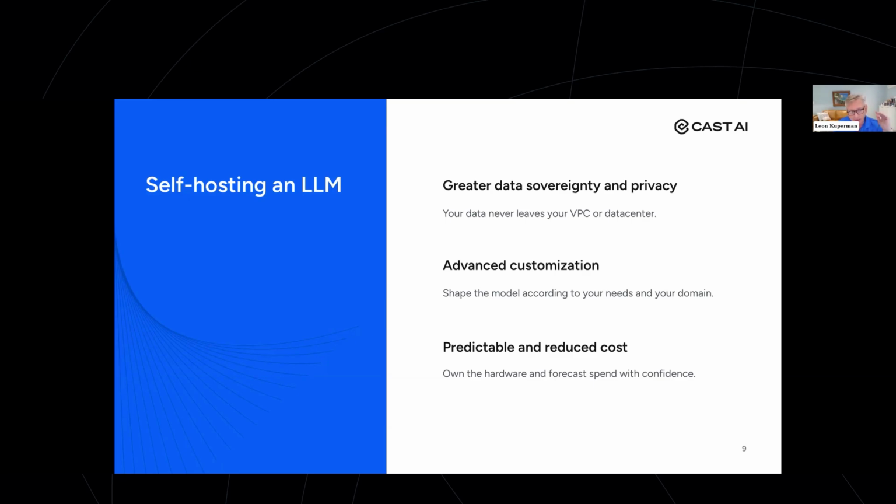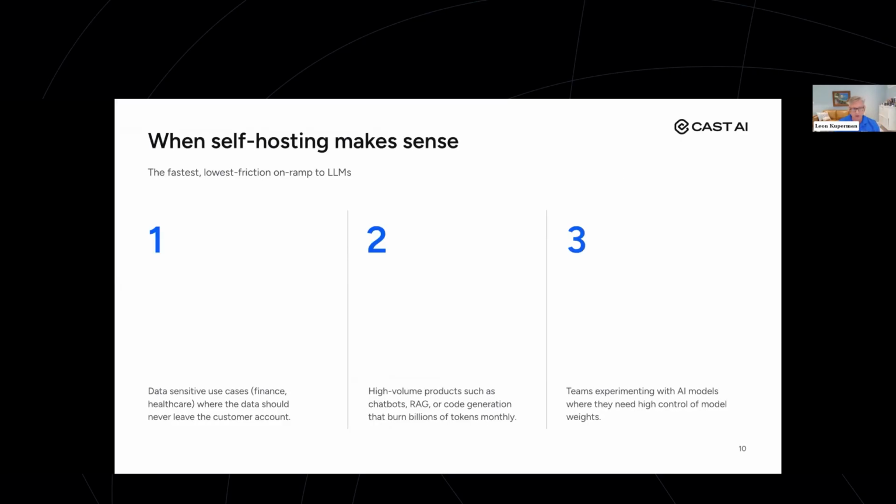So we're thinking about data sovereignty and privacy. Obviously, the customization and the predictable costs are really important. So maybe we can move to the next slide. When is it appropriate to run a self-hosted model? When does it make sense? So we start with data sensitive use cases. We talked about finance, healthcare, medical records, situations like this where you really want to keep the data private, especially when it's customer data. You want to keep it in your network.